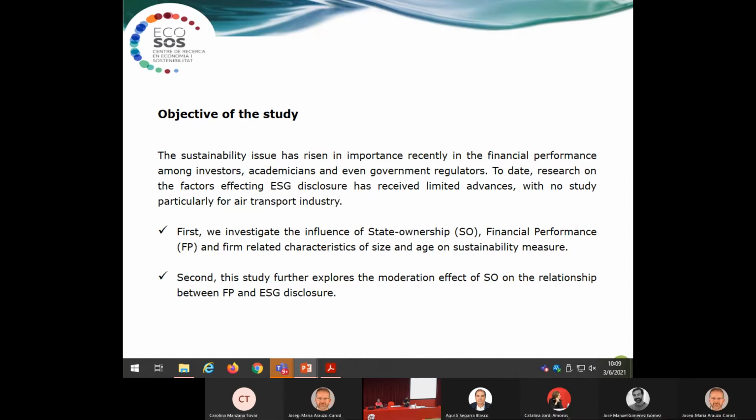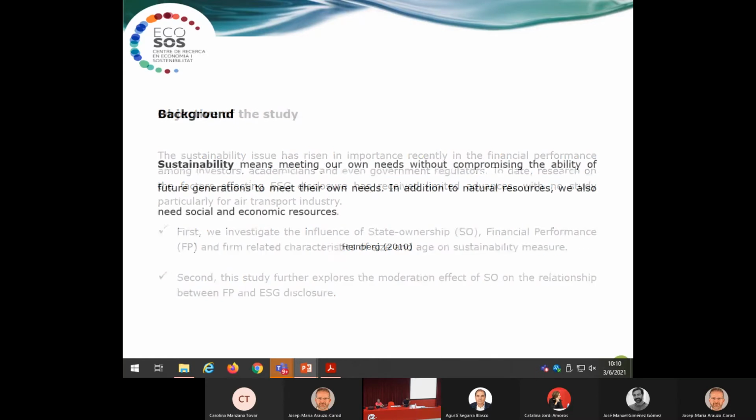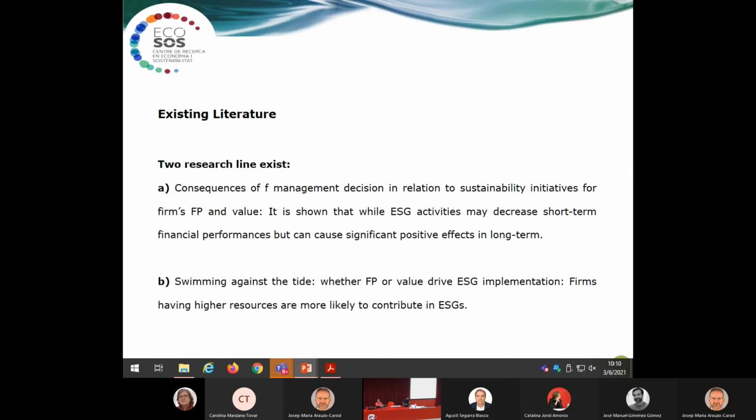So there is a lot of research. The issue has been studied across industries around the world over the last several decades. And the major stream of the research is focusing on how, if a firm adopts these activities, it impacts financial performance and its value.